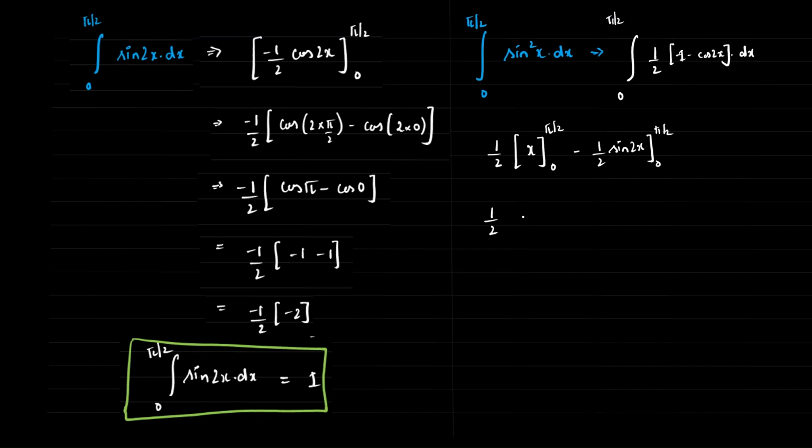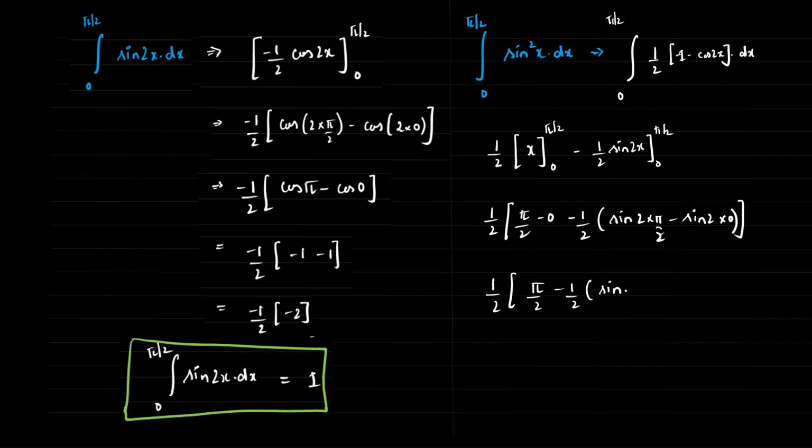So half as it is on the outside, and this is going to be multiplied by pi over 2, and when I substitute 0, it is going to be 0, so I can ignore this one. And negative half as it is, and here it is going to be sine 2 multiplied by pi over 2 minus sine 2 multiplied by 0. Now the value is going to be half multiplied by pi over 2, minus 1 over 2 multiplied by sine pi minus sine 0. I hope you are able to follow.